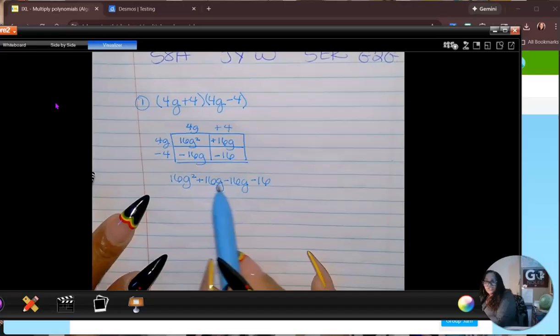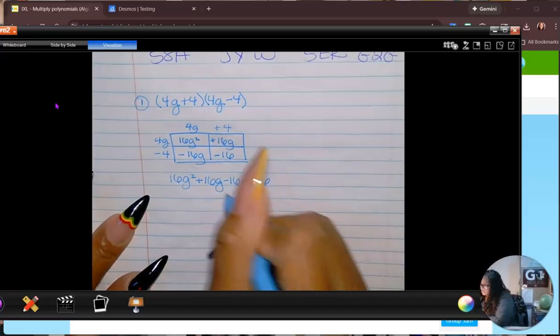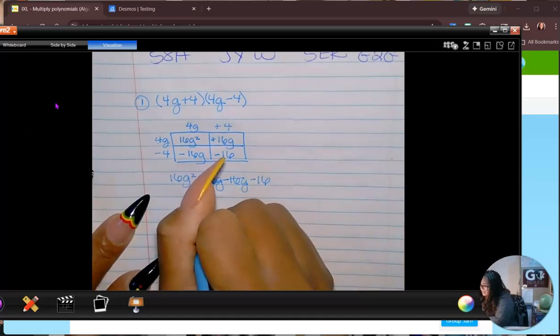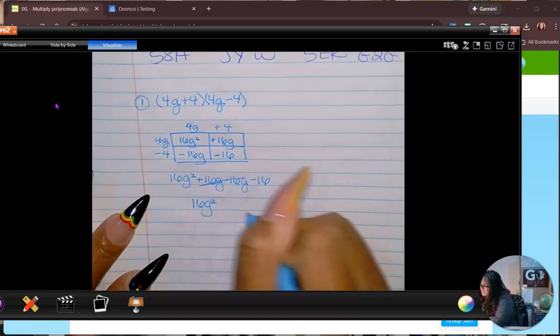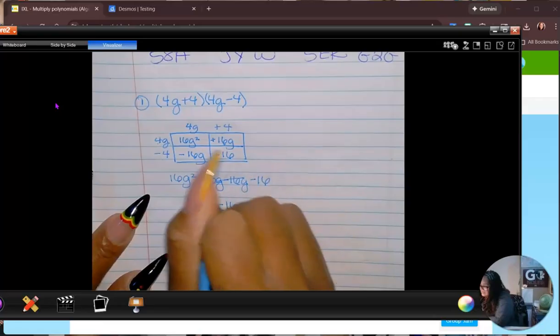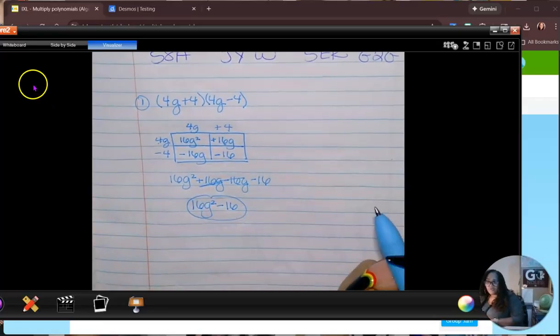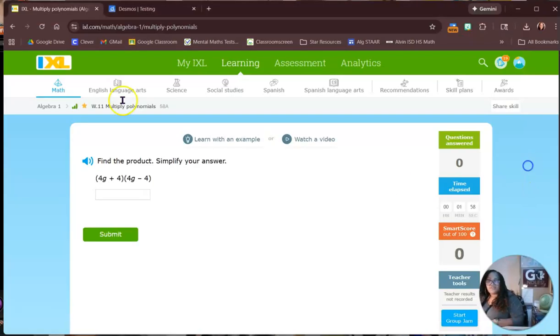These two g terms will become a zero pair. That means they equal 0, they will go away. So I'm going to make those go away, and this is 16g squared minus 16. Now, the zero pairs are not always going to be present, so let's see if it gives us another example later on with that middle term there. So 16g squared minus 16.